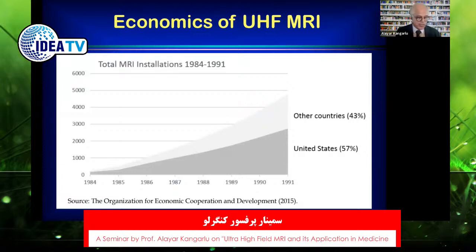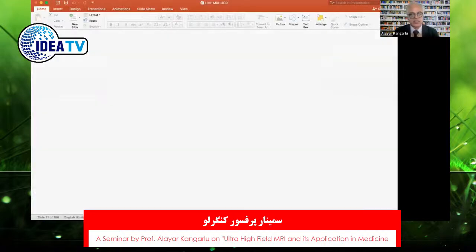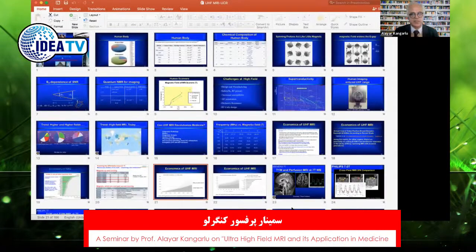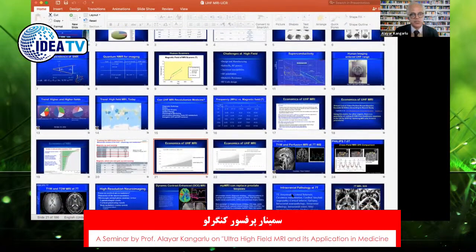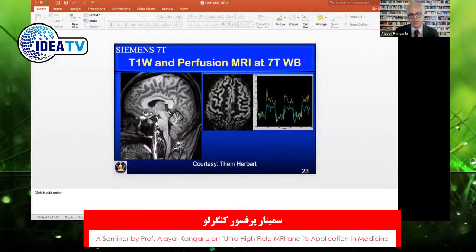I told you about the total MR installation. I think I have to jump over a few of my slides if I want to stay within my allotted time. If I have to wrap it up in 15 minutes, I'm going to go to some samples of MRI images acquired at very high field.